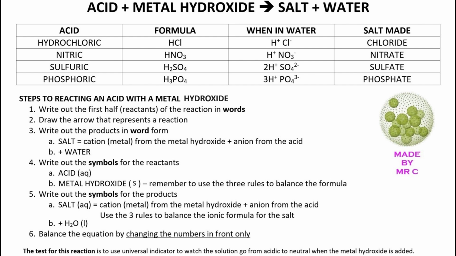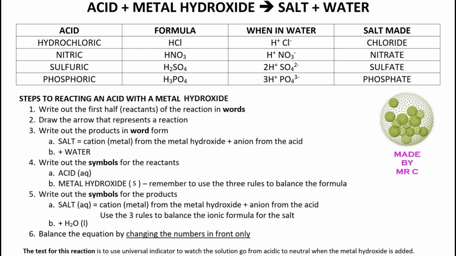For the chemical equation, we write the symbols for the reactants. So first of all, we write the acid, and we make that aqueous or AQ, which means dissolved in water, and the metal hydroxide is a solid. Then we put in the arrow, and then we write the symbols for the products. The salt, which is aqueous, is formed from the cation in the metal hydroxide and the anion from the acid, plus H2O for water, and that's a liquid. Then we balance the equation by changing the coefficients, which are the numbers in front of the chemicals.